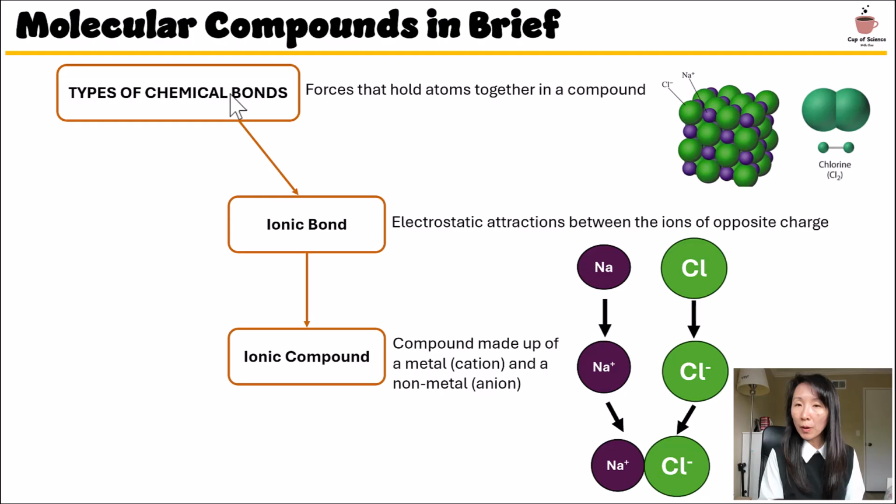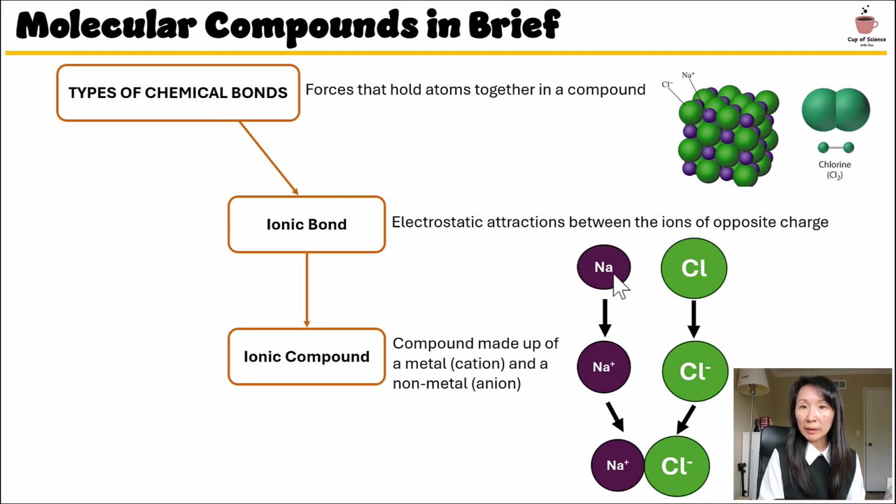Now, the chemical bond is the force that holds them together. For an ionic bond, it's the negative and the positive charge that holds them together. When that negative and positive come together, the entire molecule right here is considered to be an ionic compound. So let's review again by looking at this image below.